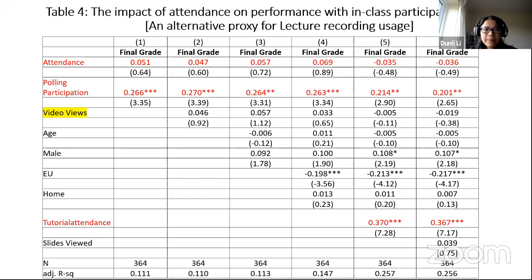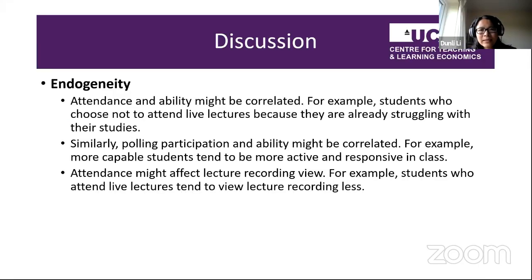Of course, this might be based on some endogeneity issue that needs further investigation. For example, here attendance might be correlated with ability. For example, students who choose not to attend live lectures because they are already struggling with their studies. Similarly, this polling participation might also be related to ability. For example, more capable students tend to be more active and responsive in class. Finally, the attendance might affect this lecture recording view. So these are the econometric issues we are still working on. That's why we say the current results are preliminary results.